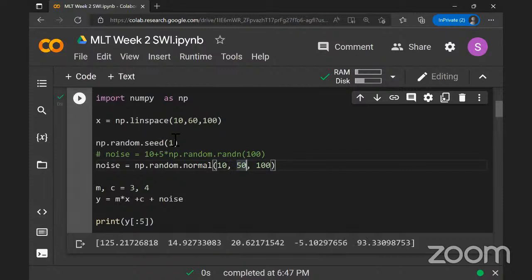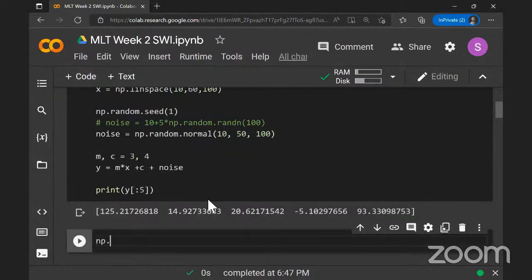Okay. So whenever you are in doubt, always look at the documentation. NumPy dot.